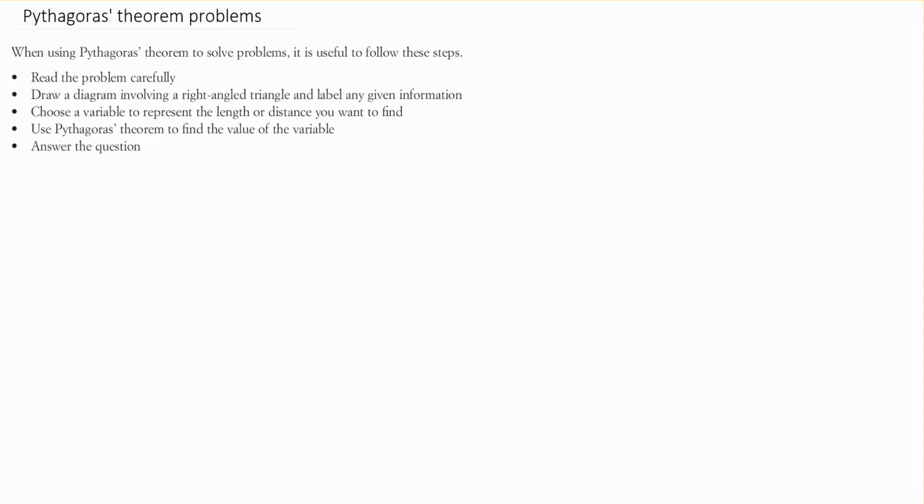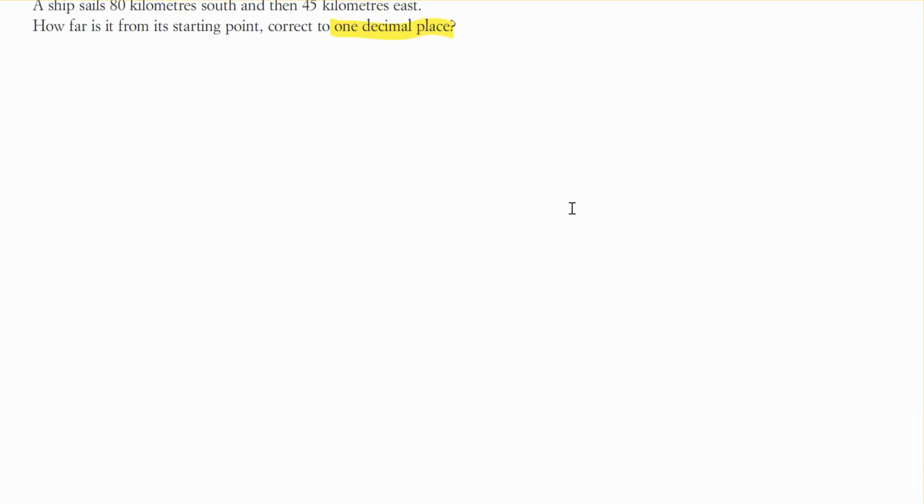And number one, draw a diagram. If you're not given a diagram, draw a diagram. Label your diagram and then work out what do they actually want me to find. Don't forget to answer the question to a third or to one decimal place or however the question asks. Let's have a look at an example.